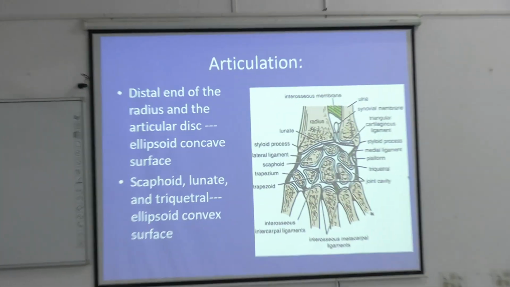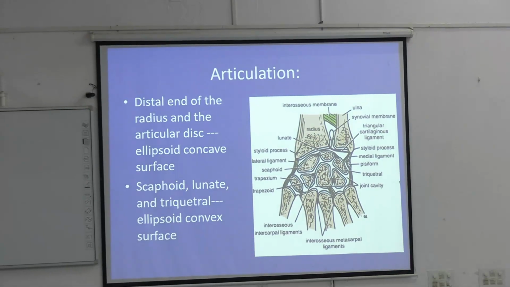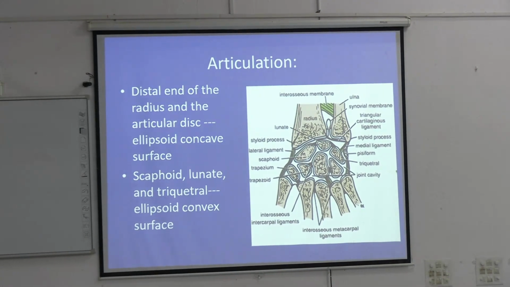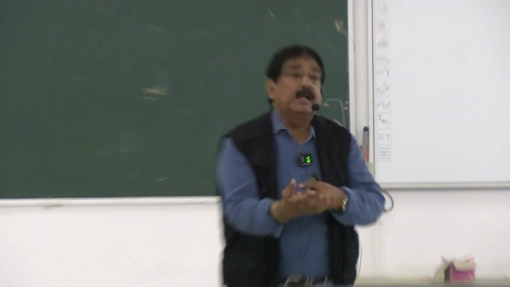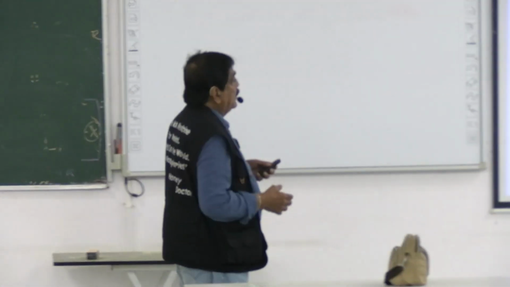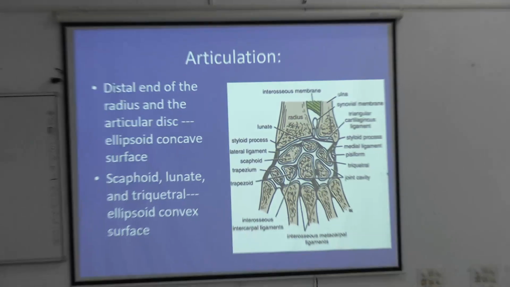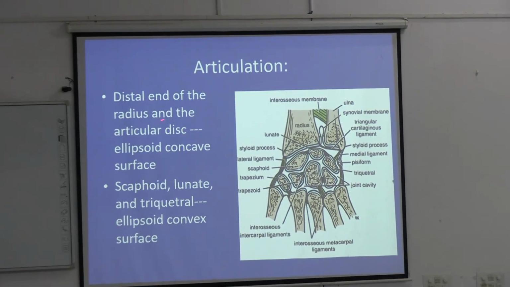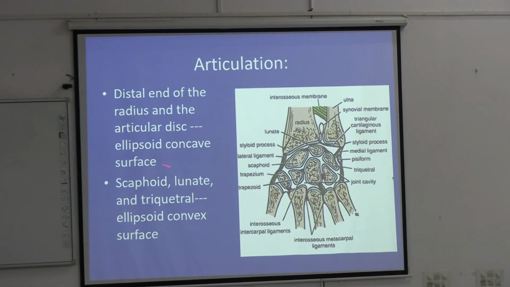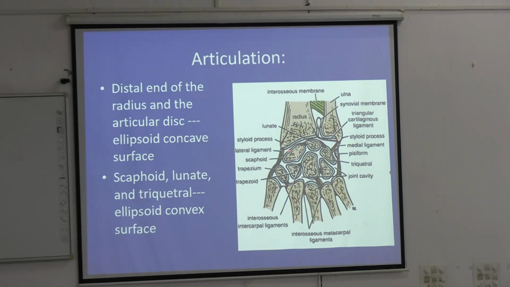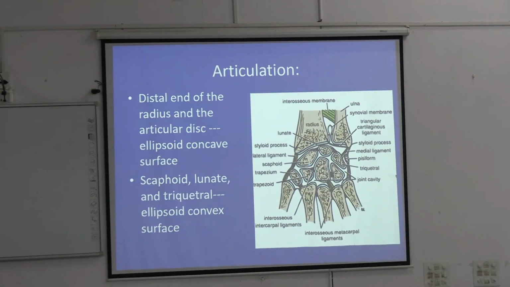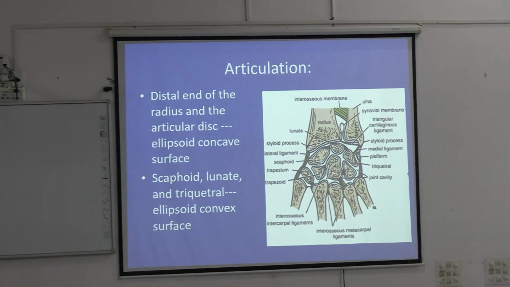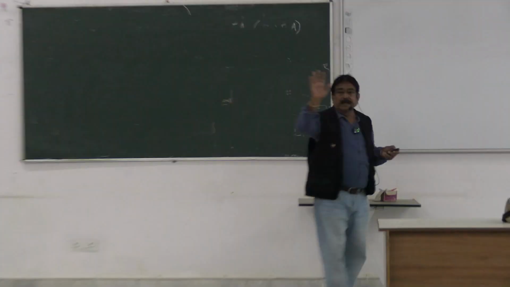Now, articulation. I told you the other day, the elbow joint with the superior radioulnar joint. Naturally, the wrist joint is the inferior radioulnar joint, and the bones of the hand. Now, the distal end of the radius and the articular disc, ellipsoid concave surface. You can see this. Now, scaphoid, lunate and triquetral, ellipsoid convex surface.